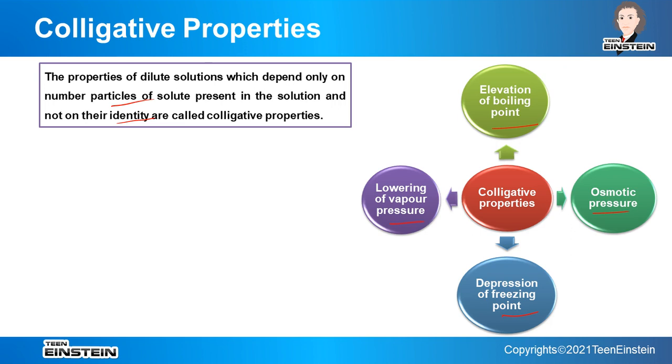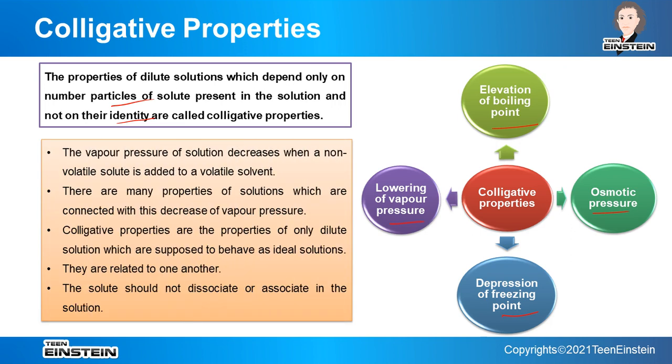And remember, these colligative properties are related to each other. The vapor pressure of a solution, we know, decreases when we add some non-volatile solute to the volatile solvent. So there is a mixture of solid and liquid. The liquid is the solvent, which is volatile, and the solute is solid, which is non-volatile. Many properties of the solution are connected with this observation. Which observation? The first point: the vapor pressure decreases when there is a non-volatile solute.